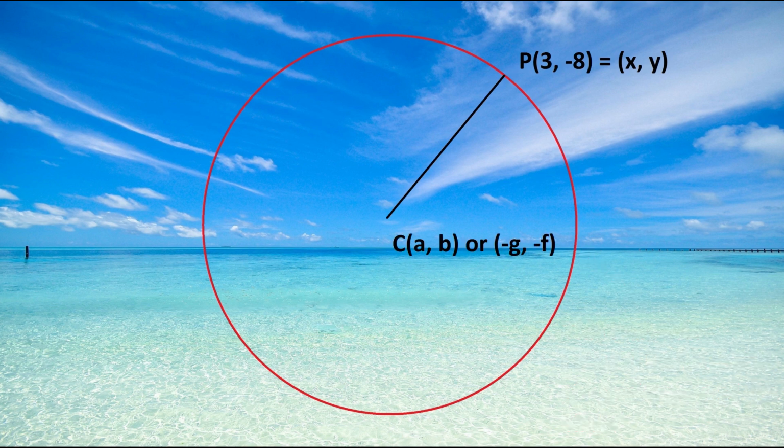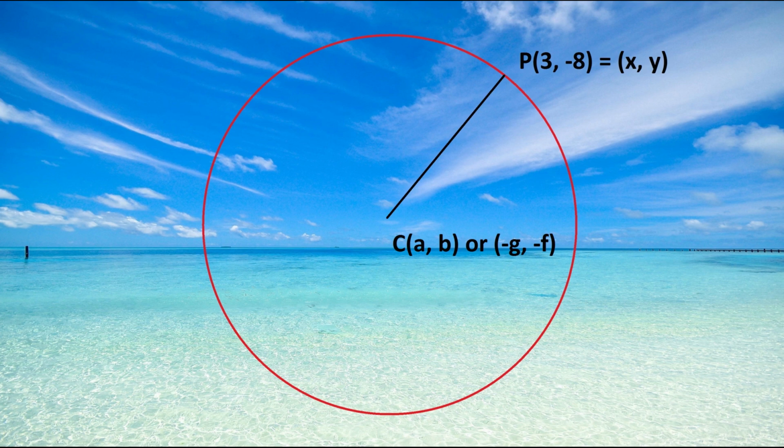And again, if you talk about the center of the circle, the center of the circle is always represented with the coordinates a and b, or minus g and minus f. We will study these later in the equations of circle, and why we take these coordinates. C means the center of the circle, and these are the coordinates of the center of the circle that can be represented as a, b, or minus g and minus f.